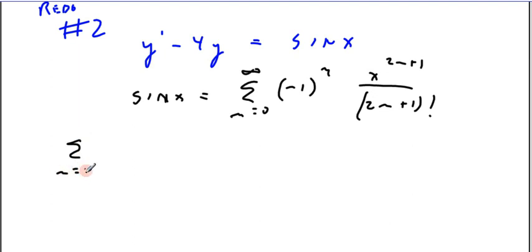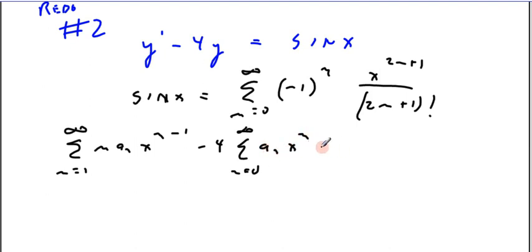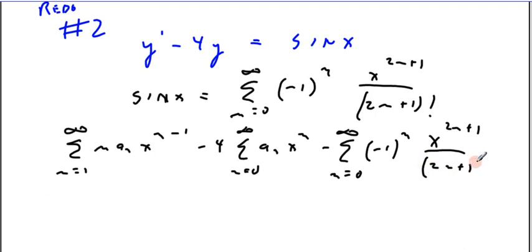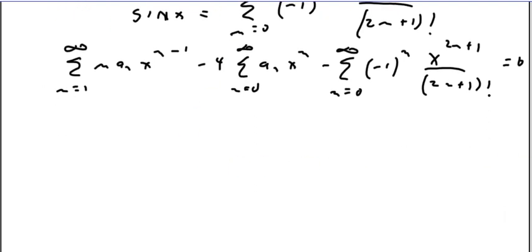summation n equals 1 to infinity, a_n x to the n minus 1, minus 4 summation n equals 0 to infinity a_n x to the n, minus summation n equals 0 to infinity minus 1 to the n, x to the 2n plus 1 divided by 2n plus 1 factorial is equal to 0. Isn't that wonderful? Don't you just love it? Yes, I just do. That's just wonderful.